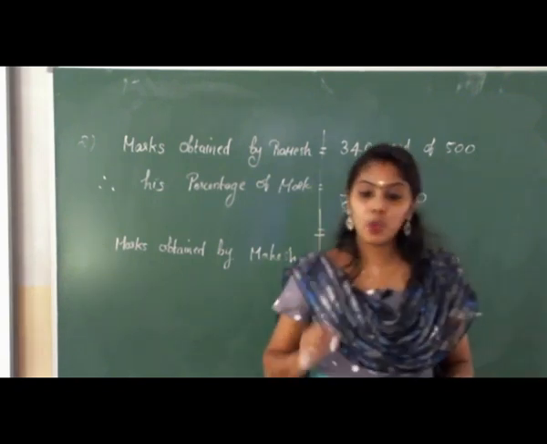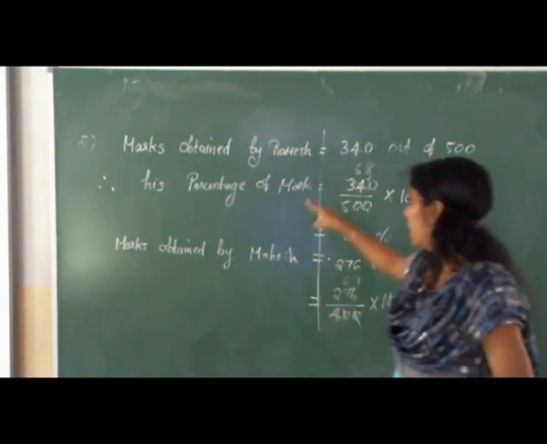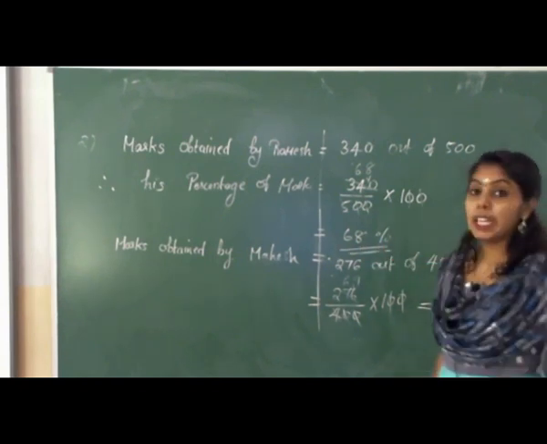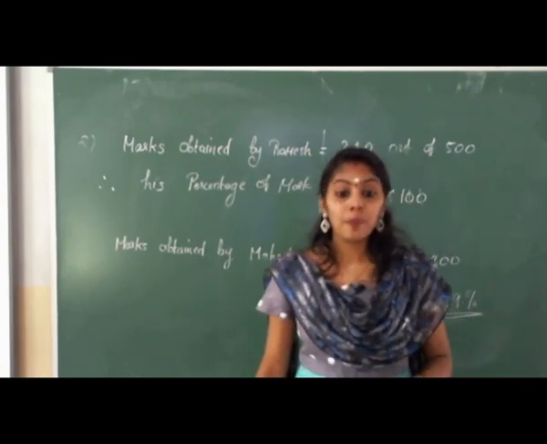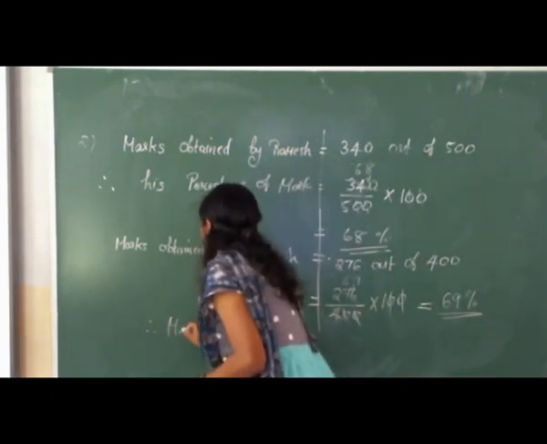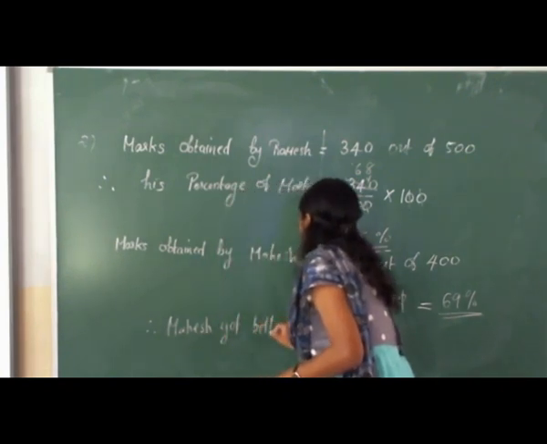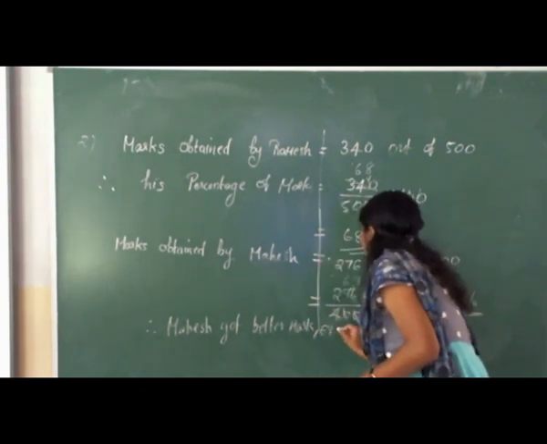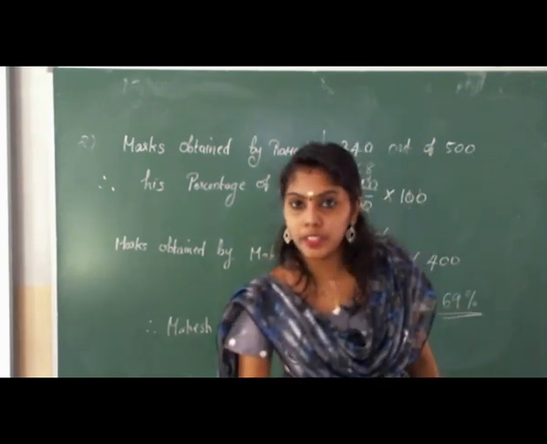Percent. Okay, one more question is there. Who got better marks? What's the answer? Here Ramesh or Mahesh, 68 or 69? Yes, it's Mahesh. So, at last you have to write, therefore, Mahesh got better marks, 69%. Okay, clear?